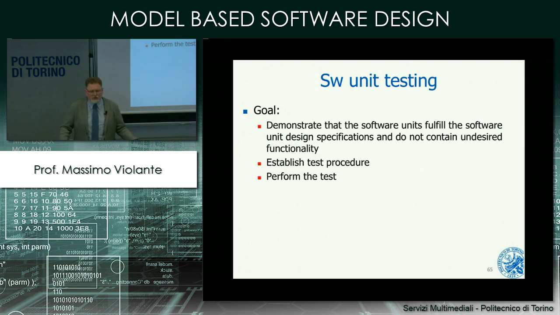Once the software unit has been implemented and verified, we have to do the testing. The testing must demonstrate that the software unit fulfills the software unit design specification and does not contain undesired functionalities. So you must establish a test procedure and perform the test to fulfill this goal. So you must demonstrate that you tested the software and you do not have any unintended functionality in your unit.